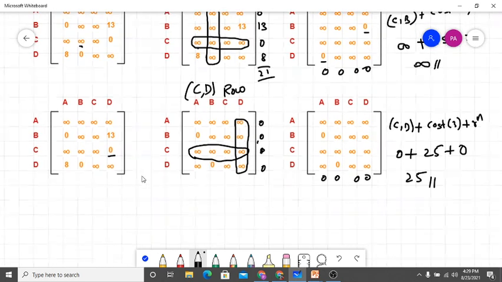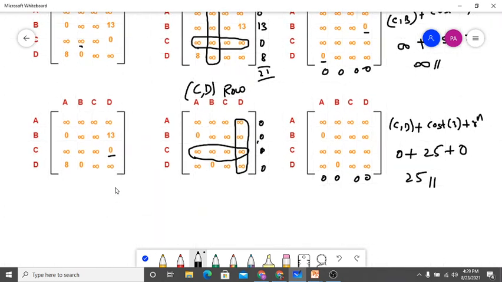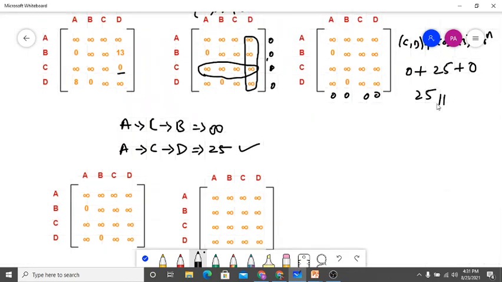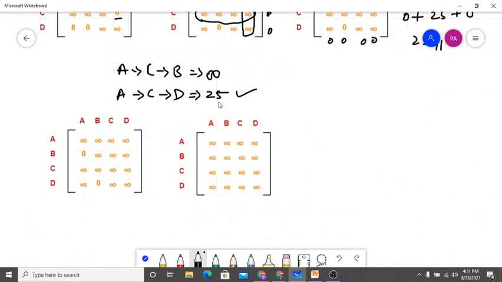Now we need to check what answer we got. From A to C, C to B, we got infinity. And from A to C and C to D, what is the answer you got? 25. So here the minimum is 25, so we are going to select the D matrix. This matrix we select because 25 is the minimum, and we did the row reduction.